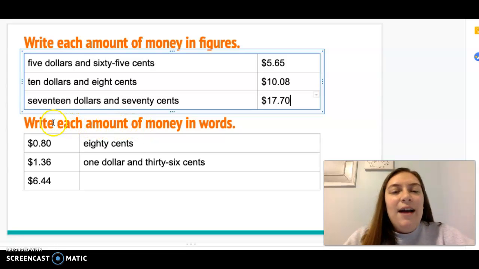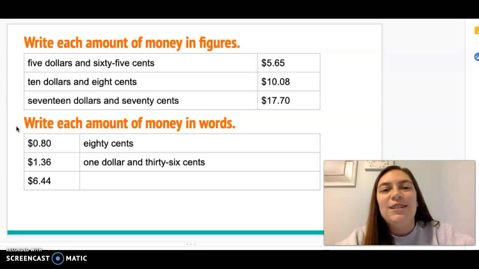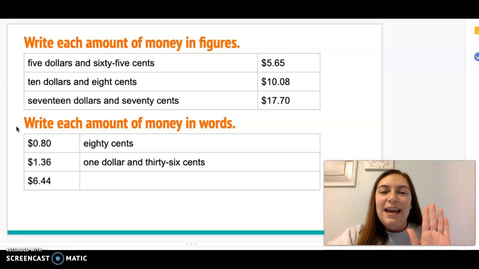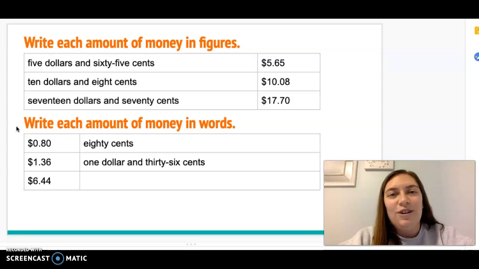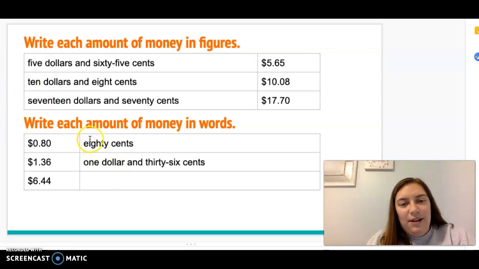All right, and now we have to look at write each amount of money in words. So we're starting with the amount in numerical form, or as a figure, and then we are moving to make it into words. So you'll have to spell out stuff right here. So we have 80 cents, and I wrote out 80 cents.